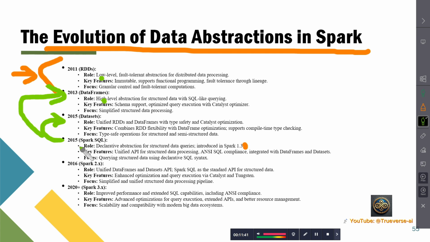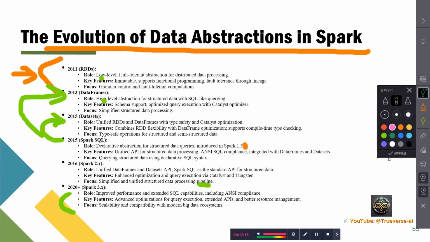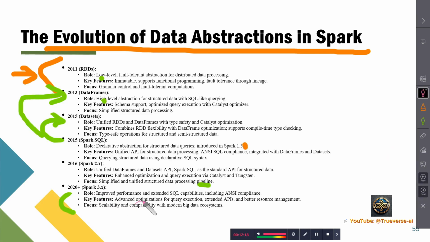This is the new one, Spark 2. That is including all of the others with a clearer pipeline, and Spark 3 improves the performance of Spark SQL and has advanced optimization for queries.